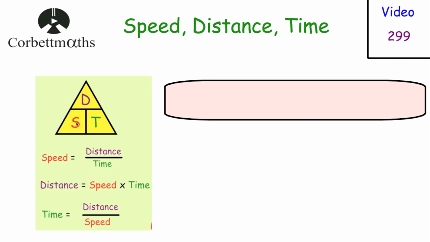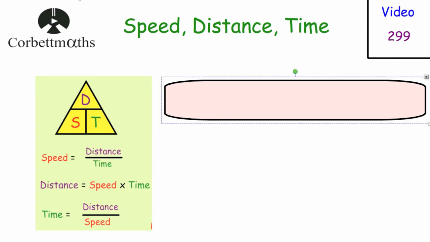And I use this triangle where I just write speed, distance and time, SDT, and I cover up what I'm looking for. So if I wanted to find speed, I would cover it up and I would just do distance divided by time. If I wanted to find time, I would cover it up and I would do distance divided by speed, because I've got distance over speed. And finally, if I wanted to find out the distance traveled, I would cover up the D, because these are beside each other, you just multiply them, so you do speed times time.